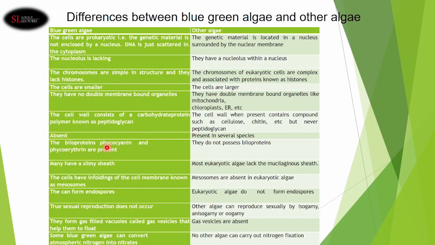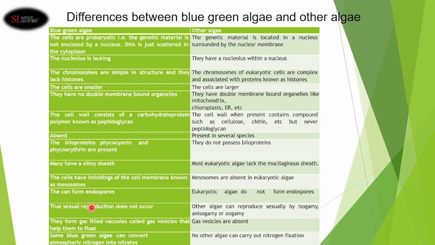They have biliproteins, phycocyanin and phycoerythrin. Except Rhodophyta, the rest don't have biliproteins. Many cyanobacteria have the slimy sheath. No other algae has been noted to have the mucilaginous sheath. These ones have mesosomes. Mesosomes are absent in eukaryotic algae.